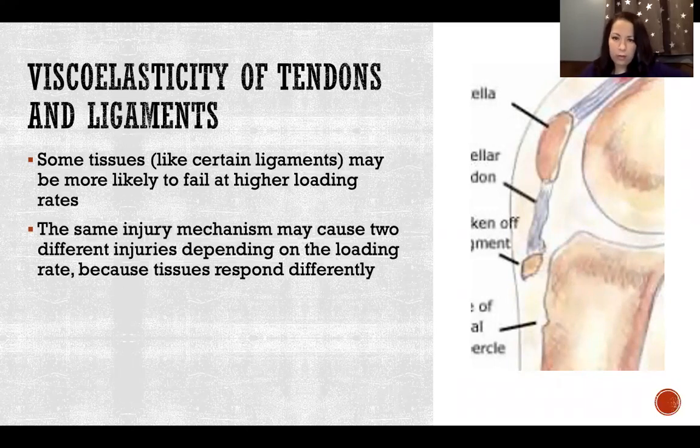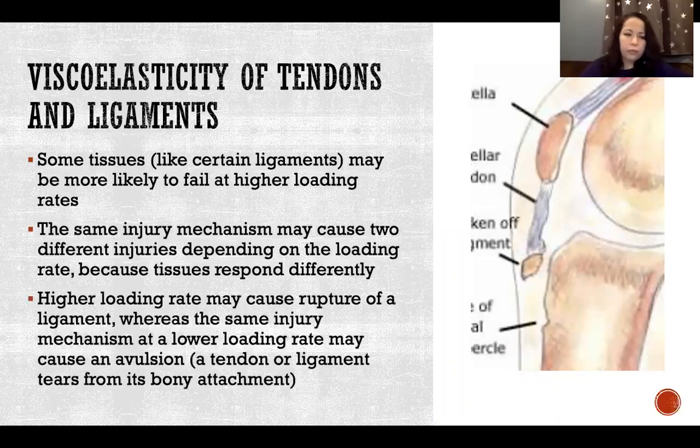So what that means is that the same injury mechanism may cause two different injuries depending on the loading rate. Okay, so at a higher loading rate, the bone becomes stronger so it can withstand more stress. So at a higher loading rate, we're more likely to injure a tendon or a ligament. So we might rupture that tendon or ligament that's undergoing that stress.